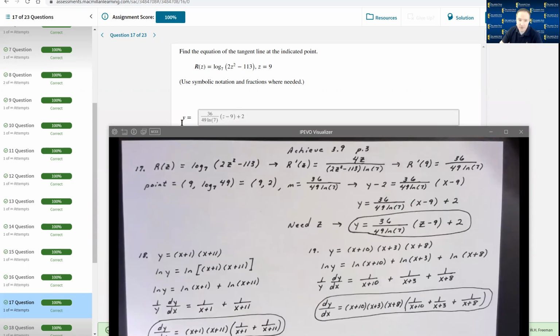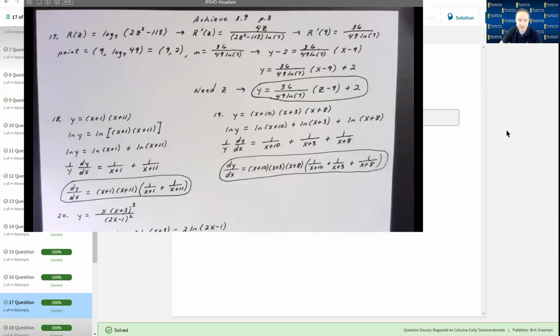Now, they put the equation y equals. When I think y equals, I automatically think in terms of x. Just remember, in order to get your answer correct, it needs to be y as a function of z, of course, since y is a function of z.